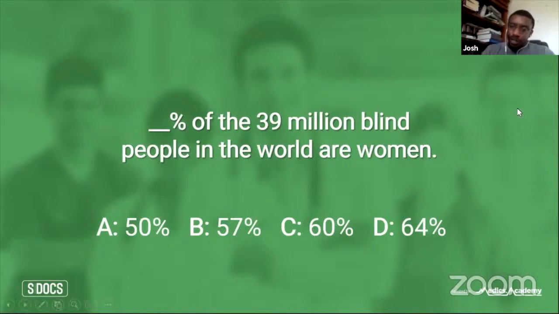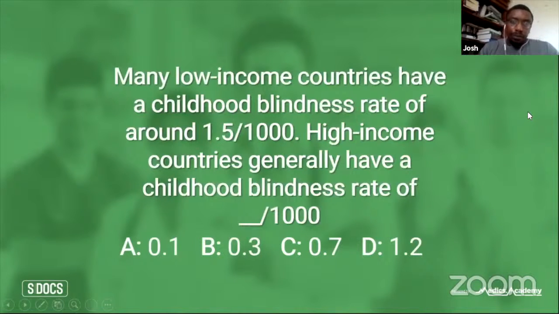So the answer for this one is 64%. Mind-blowing statistic. A massive proportion of the million blind people are disproportionately women and not men. So many low-income countries have a childhood blindness rate of around 1.5 per 1,000. High-income countries generally have a childhood blindness rate of blank per 1,000. 0.1, 0.3, 0.7, or 1.2.